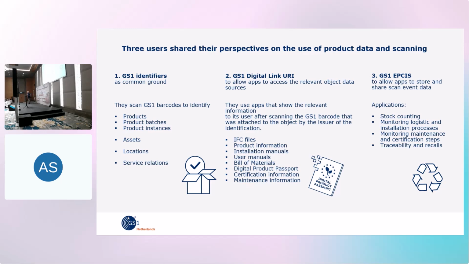So what connects these three perspectives? Well, first, they all use GS1 identifiers for product batches, assets, locations, and service relations. Secondly, to get to the right data, they use the digital link URI. And thirdly, if we talk about maintenance, stock counting, or certification logs, you use the GS1 ECIS standard, the standard that records the time, the when, where, why, and what have I scanned process.